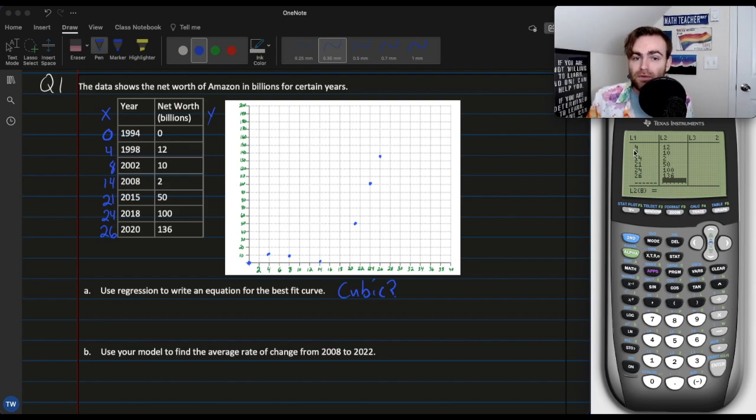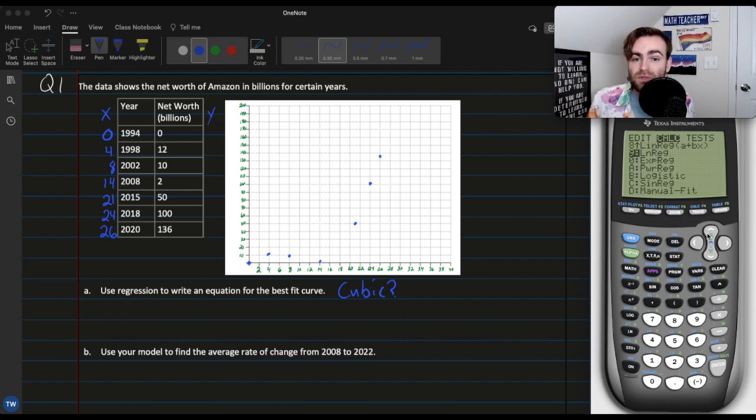So once you have x's in list 1 and y's in list 2, we're going to hit stat again. And this time we're going to go to the calculate page. We're going to hit right, and we have all of these regressions, starting with 4 and working our way down. We have a lot of different types of regressions our calculator can calculate for us. We have linear regression, quadratic regression, cubic, quartic, the ones we talked about before. Another linear regression, if you notice, it's just changing where the y-intercept and where the slope is. We have the natural logarithmic regression, exponential regression, power regression, logistic regression, and then sine regression.